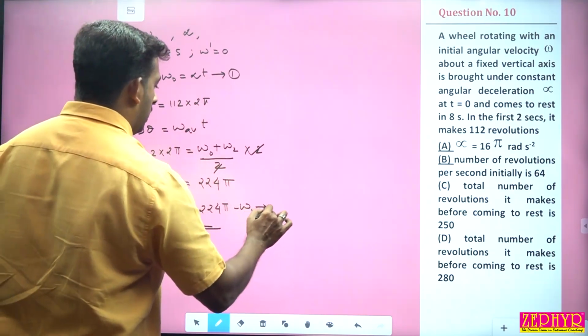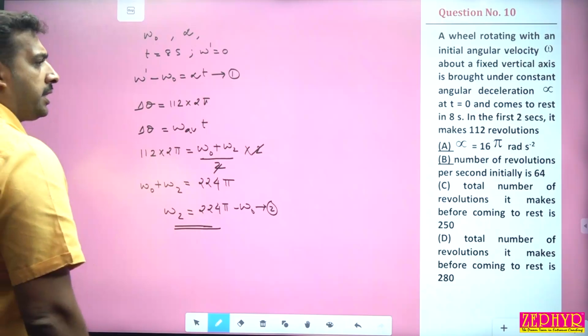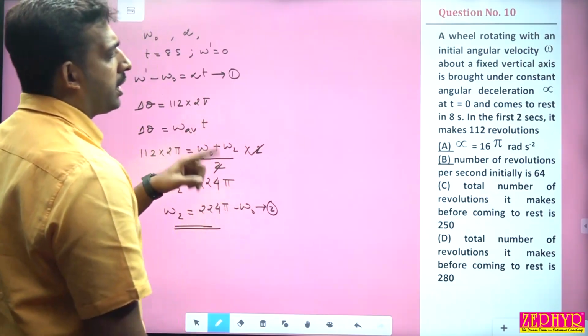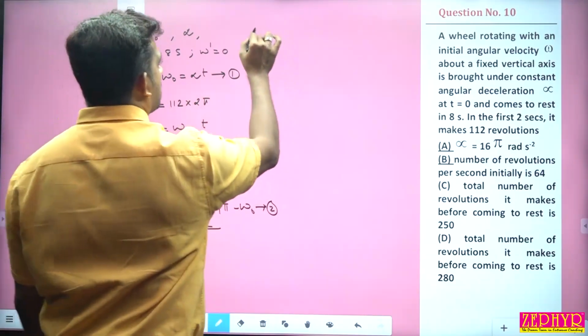Now keep it like this. Now we will consider the remaining 6 seconds. In the first 2 seconds it is having 112 revolutions. So in first you consider like this.